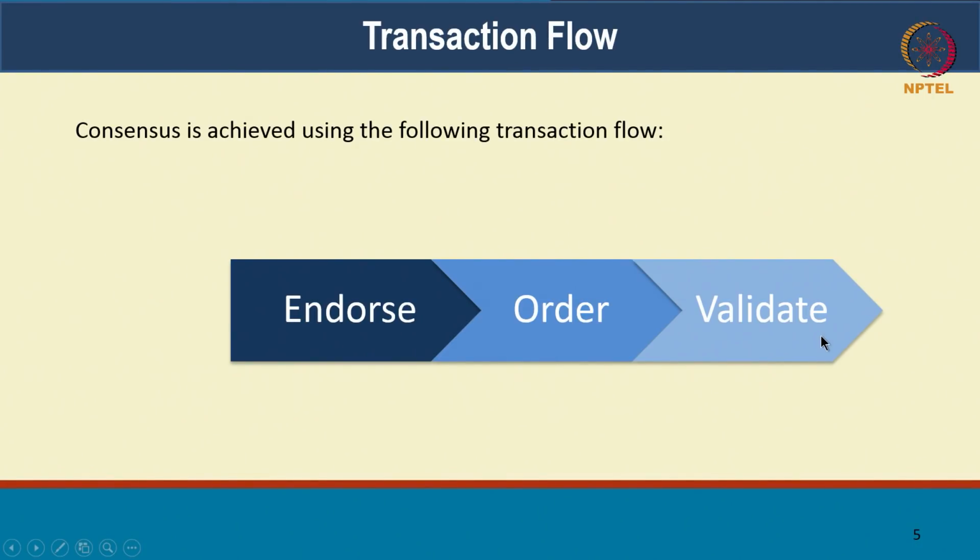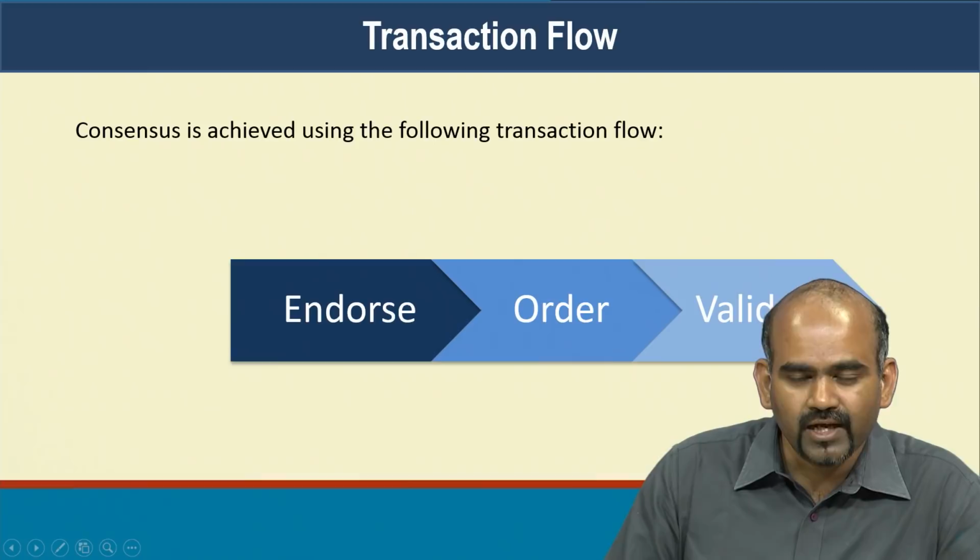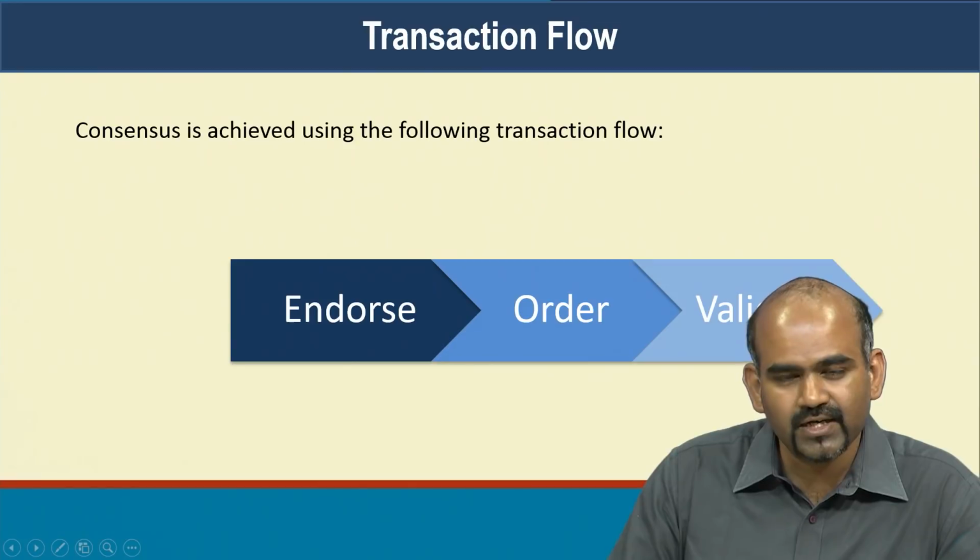For instance, I shouldn't be performing two transactions simultaneously that modify the same state. This is equivalent to the double spending problem that you would have seen in Bitcoin. If I have just 10 rupees balance in my bank account, I shouldn't be transferring 10 rupees to two different people, trying to double spend that money. So that is the validation part.